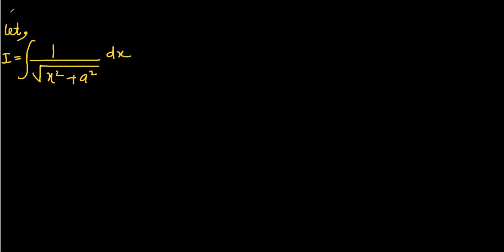So here, students, we are going to begin with the first theorem in the set of 3 theorems which I just showed you. So what is the first one? The first one was the integral of 1 over square root of x square plus a square. I would write this as I. This is my assumption: let this integral be equal to I. And this is the first one.